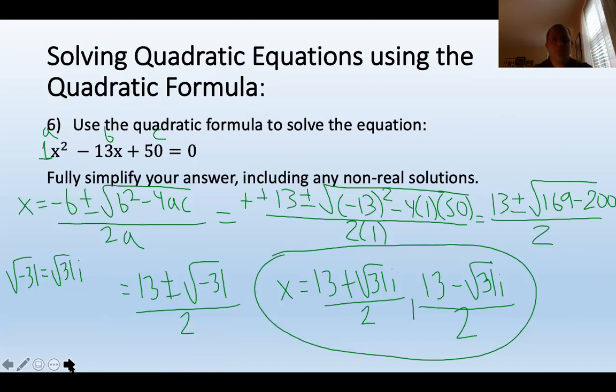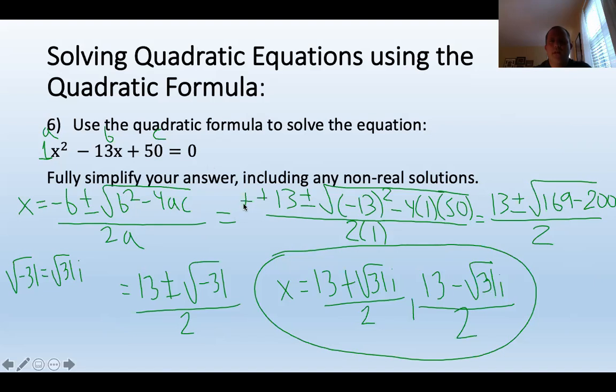The next problem states, use the quadratic formula to solve the equation x squared minus 13x plus 50 equals 0. Fully simplify your answer, including any non-real solutions. So we have x equals negative b plus or minus the square root of b squared minus 4ac over 2a. That represents the quadratic formula, which is what we're using to solve this. A in this problem is 1, b is negative 13, c is 50.